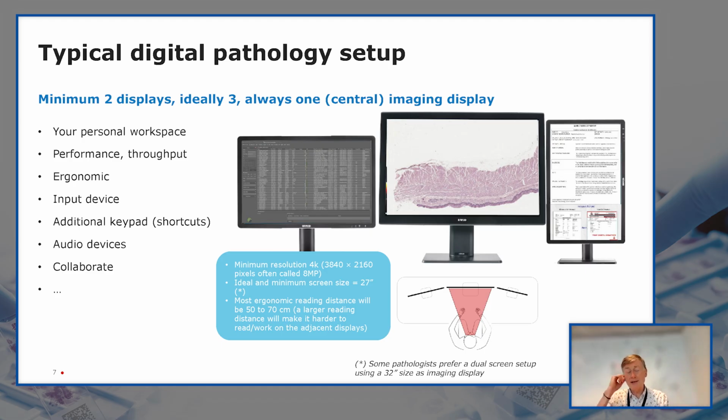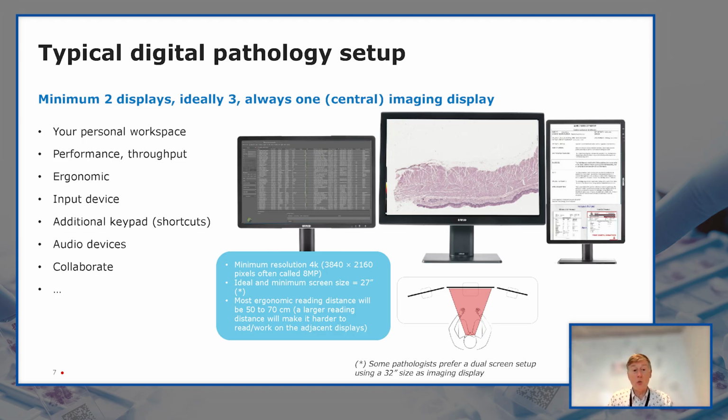We do see that some people are also selecting 32-inch. 32-inch is slightly bigger, but then we often see that they stick to a 2-display setup. So you basically have your work list display and you have your imaging display then being 32-inch.